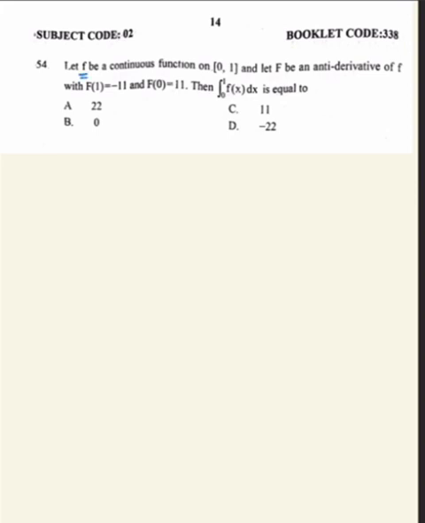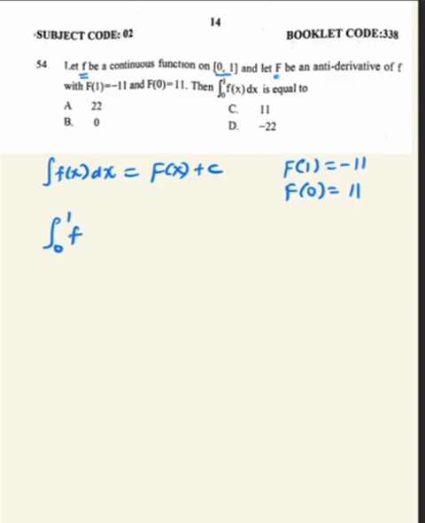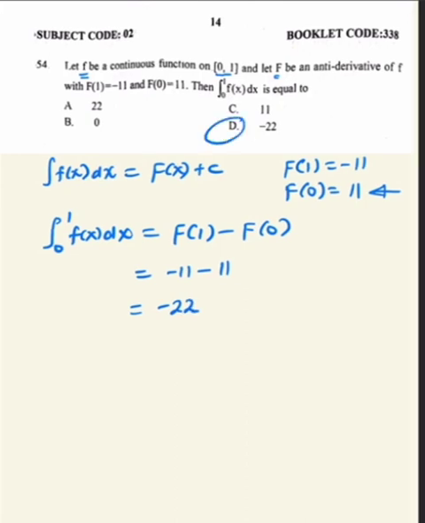Question 54 is again about integration. Let small f be a continuous function on this interval and capital F be the antiderivative of small f. What does this mean? We need to state it properly: capital F is the antiderivative of small f means this. Here, capital F at 1 is negative 11 and capital F at 0 is positive 11. We are asked for the integral from 0 to 1 of f of x dx. Since capital F is the antiderivative of small f, this is capital F at 1 minus capital F at 0. So capital F at 1 is minus 11 and capital F at 0 is positive 11, so negative 11 minus 11 is negative 22. Therefore the answer for this question will be 22.